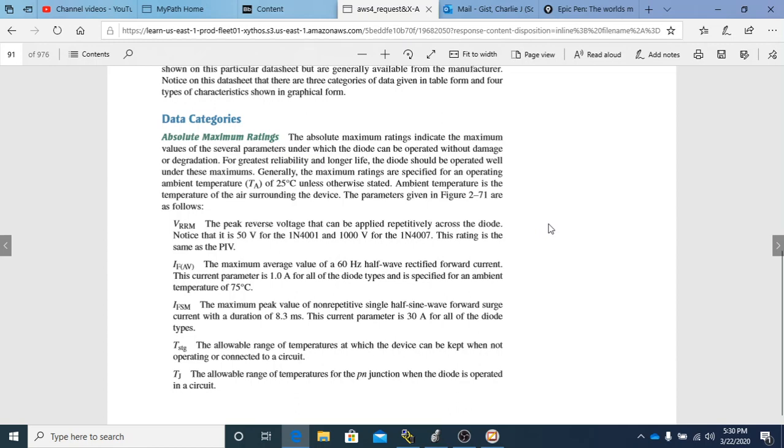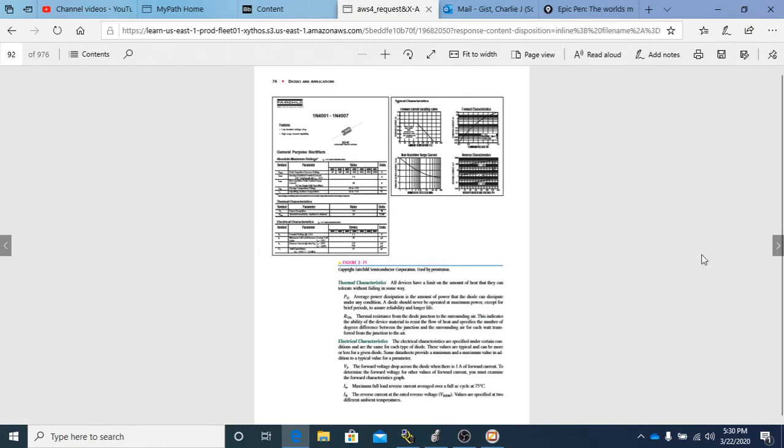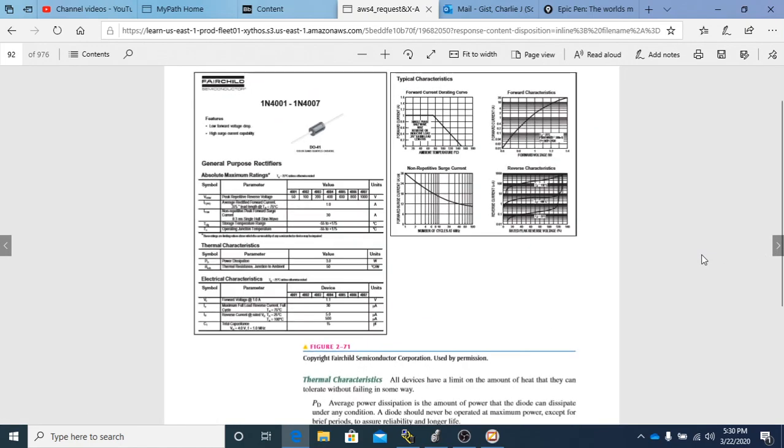Here are some of the ratings. I'm not going to read through them all, but you can look at them yourself. These will be on a quiz at some point in the very near future. So you need to be able to at least come here and find out what each one stands for, the VRRM, IFAV, and look at these definitions and make sure you can match them up. That's what we'll be doing. There's not very many of them.